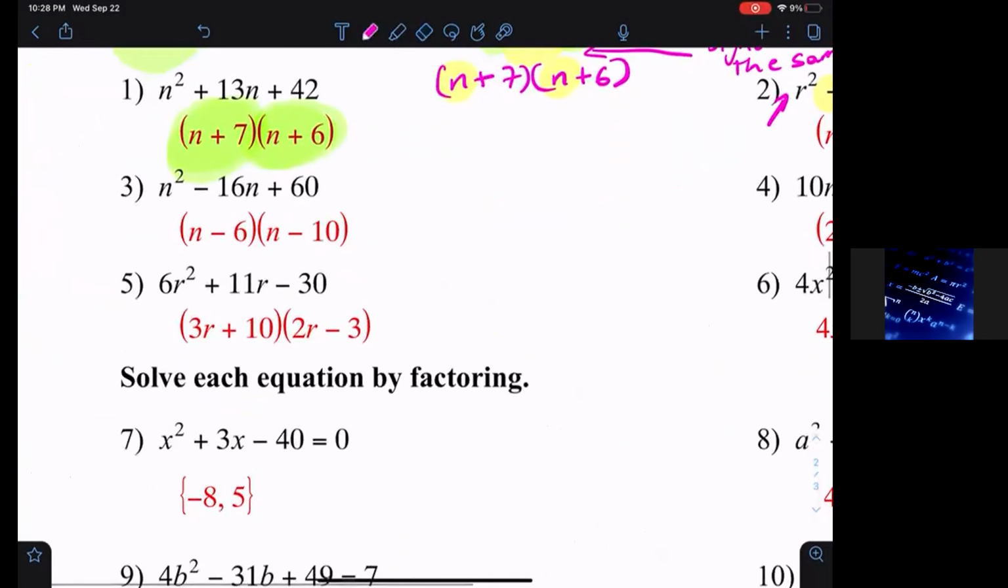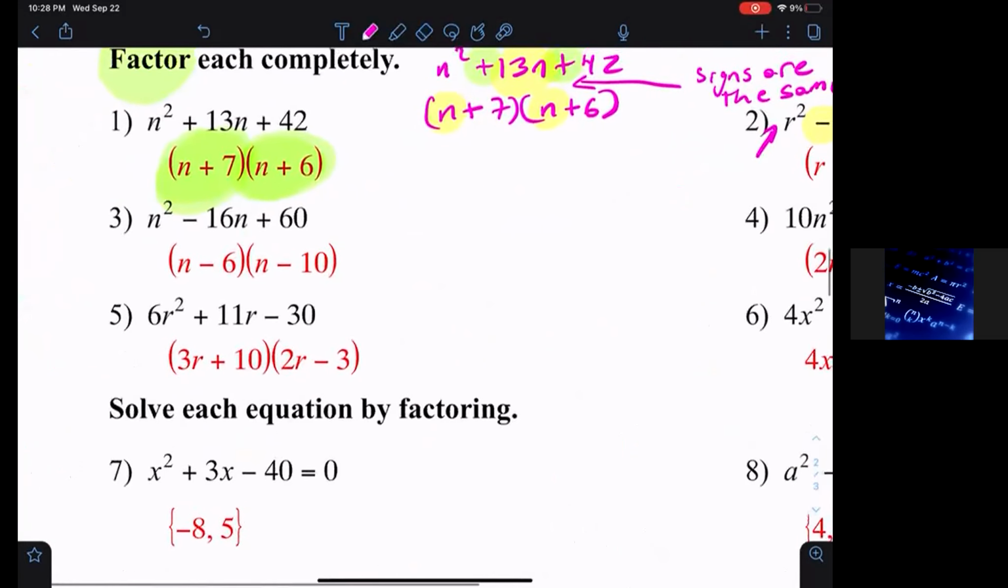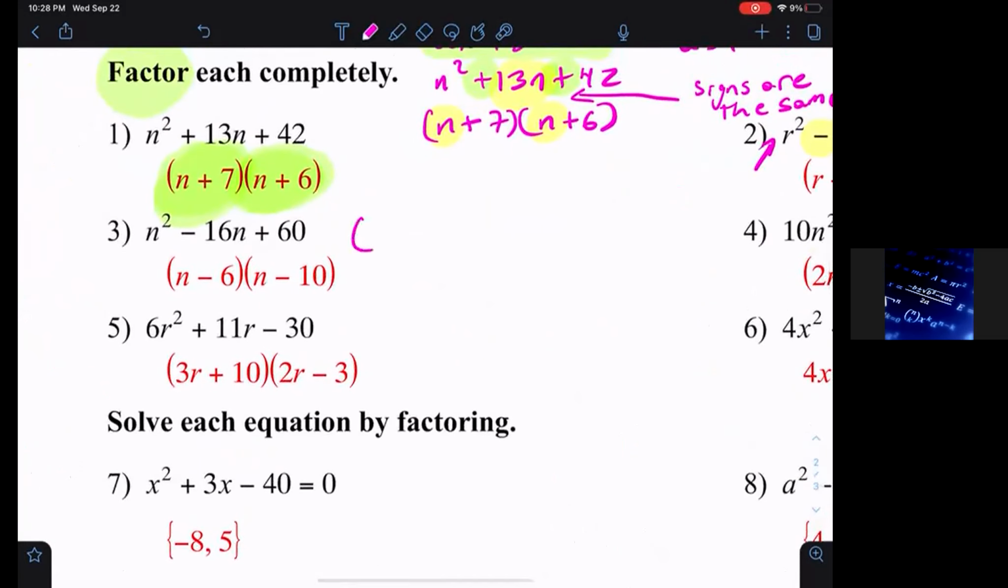I have n squared minus 16n plus 60. So you do again the parentheses. Why? Because the leading coefficient is what? 1. So this is going to be n. The signs are going to be the same because of this sign, right? And then you put negative and negative. Well, that must be two numbers that when you multiply give you positive 60, and when you combine give you negative 16. That must be what? 6 and 10, right? Yes? And that's it. That's the only thing you have to do, right?